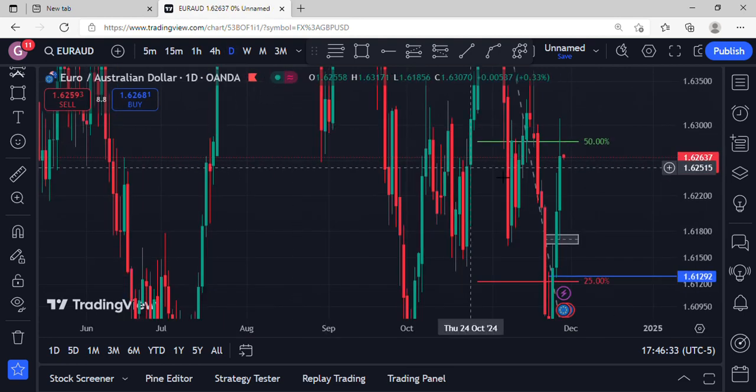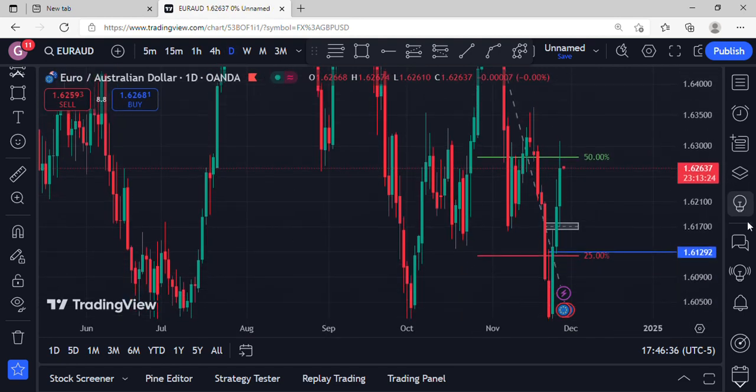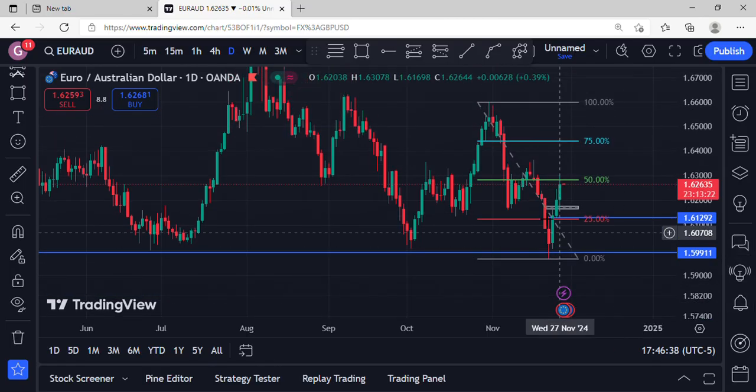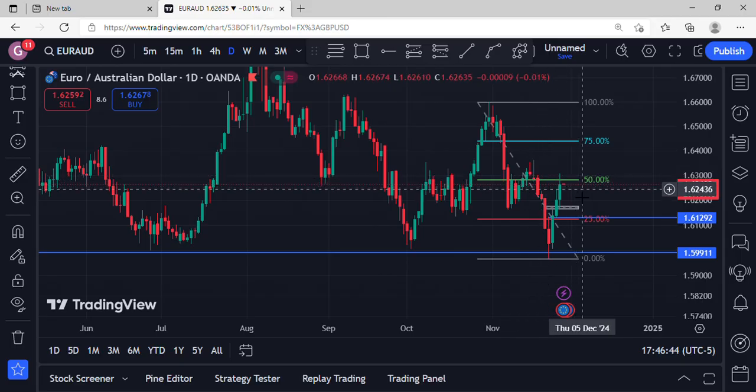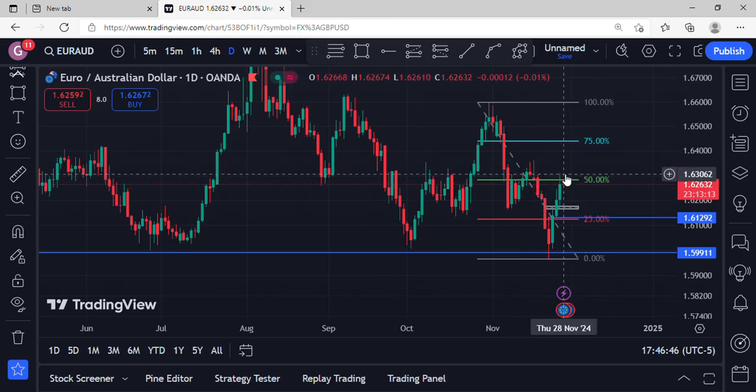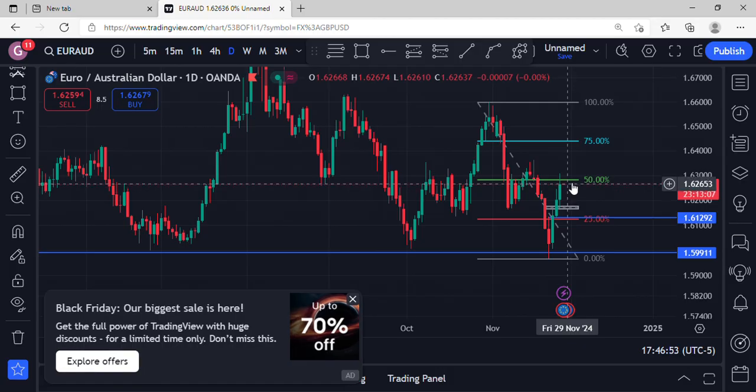So going into the daily, we've run into this volume imbalance at the 50%, right? And so if price should continue, would want to go higher, I would anticipate a drop, some form of reaction from this volume imbalance, retracement in here before we continue to move up, right?